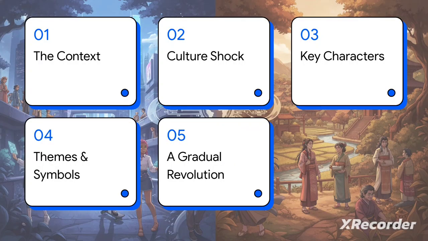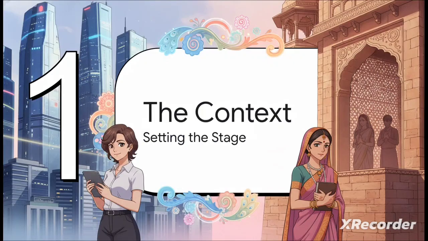To make sure we get the most out of our focused learning journey today, we're going to systematically break this down. We'll start with the context, move into the culture shock, map out the key characters, deconstruct the themes and symbols, and finally, look at a gradual revolution. Section 1. The context. Setting the stage.